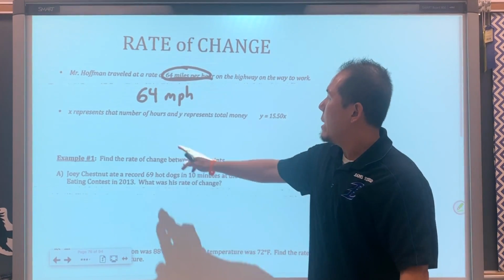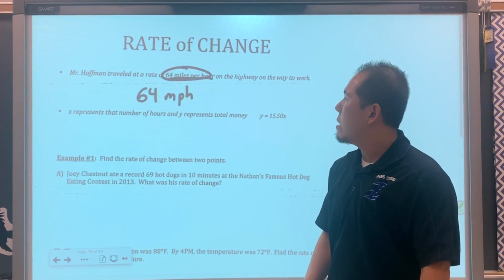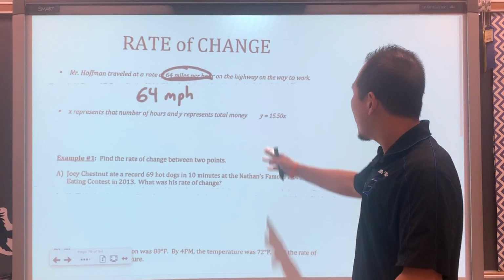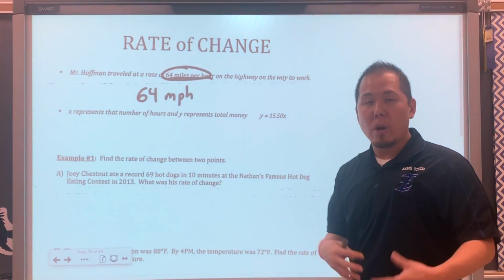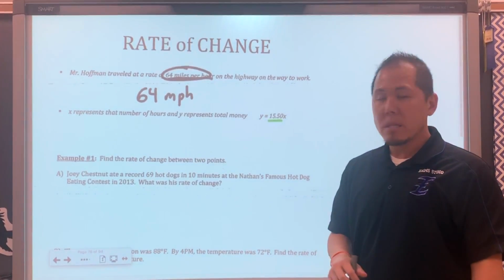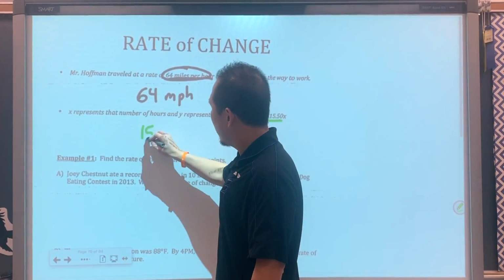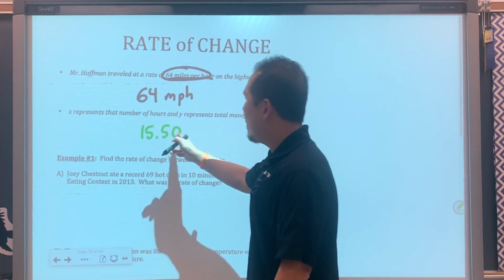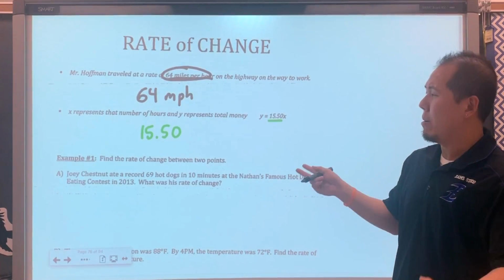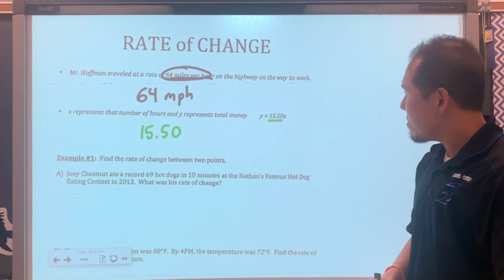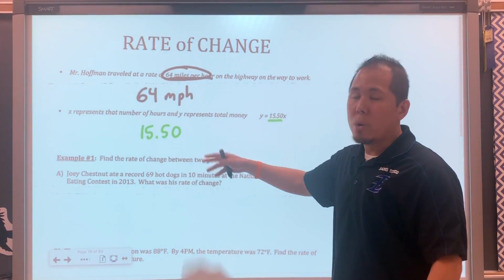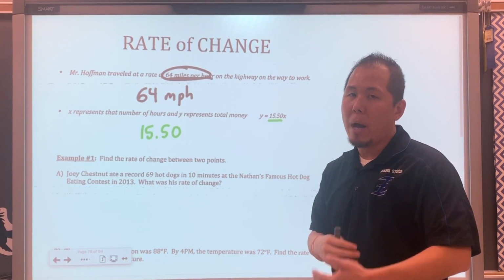In the second problem, x represents the number of hours, and y represents the total money. In this case, we have our equation. This is like our standard form of the equation, and the rate of change is right in front of the x. So in this case, it's 15.5, or 15 and 5 tenths. Sorry, I don't want to mess up my words there. All right, so again, these are problems where it's just right there. You don't have to do any math, you just have to pick it out from the problem.